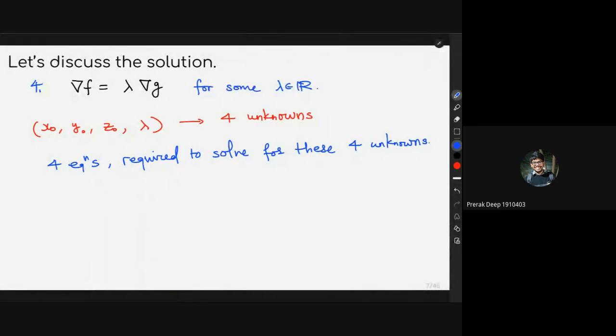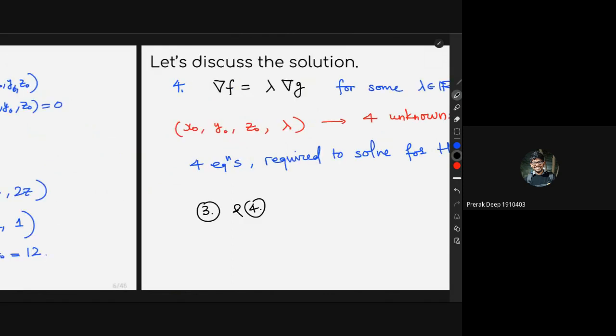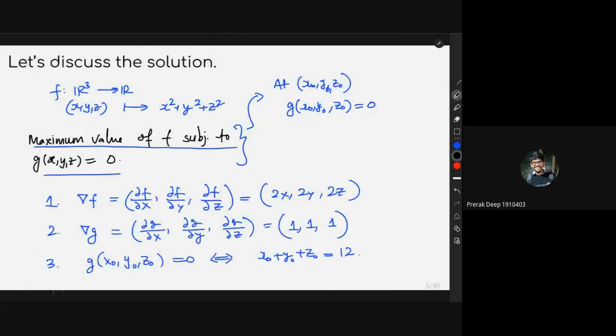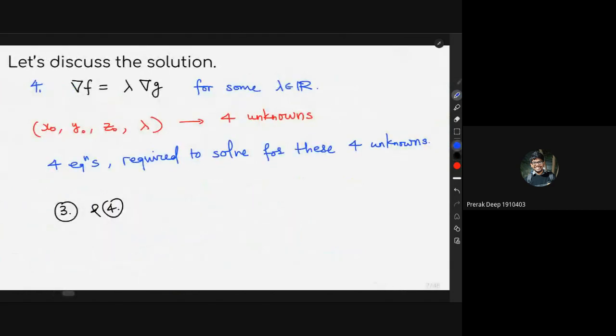Four equations are required to solve for these four unknowns. So how do we get these four equations? We will get them from points 3 and 4. What was number 3? Number 3 was x naught plus y naught plus z naught equal to 12. So let me write this equation here as well: x naught plus y naught plus z naught equal to 12. First equation. Now the remaining three equations we will get from point 4.